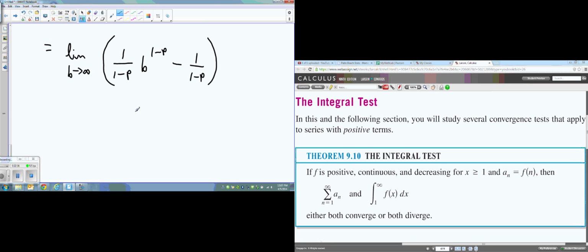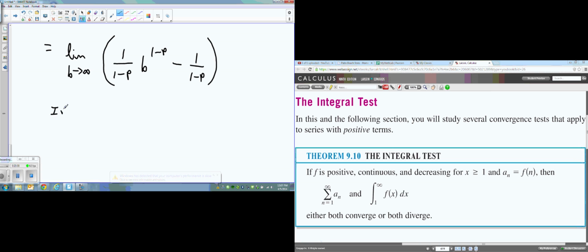Well, there are two cases for this limit, actually. If p is a number greater than 1, then 1 minus that number would be negative, and this factor would actually be in the denominator of the fraction. So let's take a look at that.